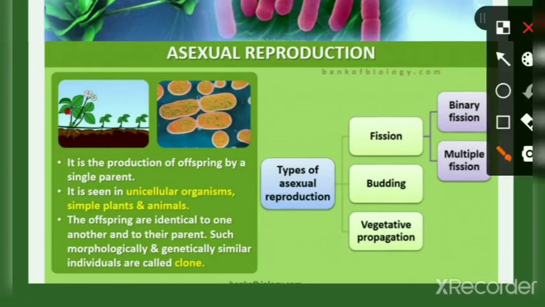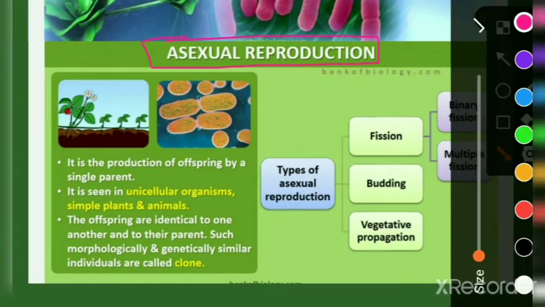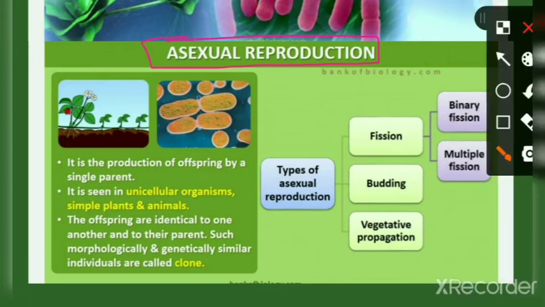Let's study about asexual reproduction. What is asexual reproduction and how does it take place? In asexual reproduction, a single parent gives rise to offspring. Asexual reproduction mostly occurs in unicellular organisms and simple types of plants and animals.